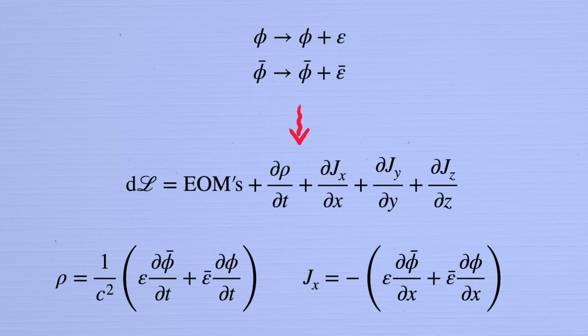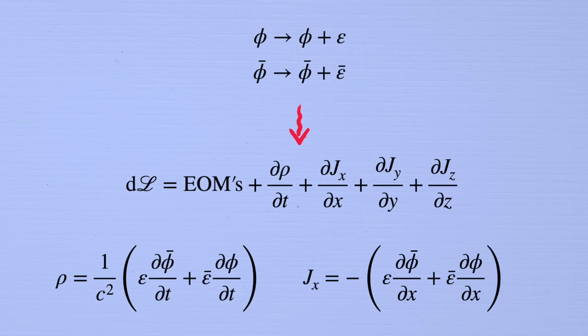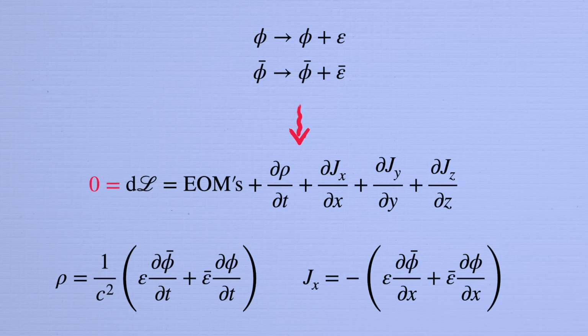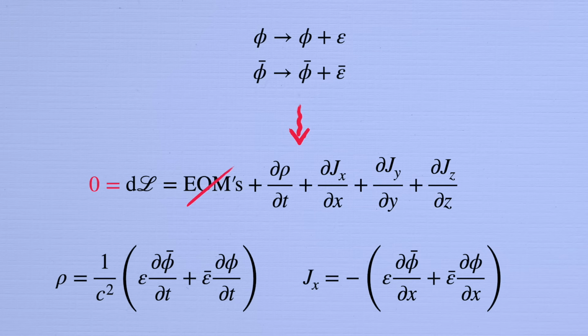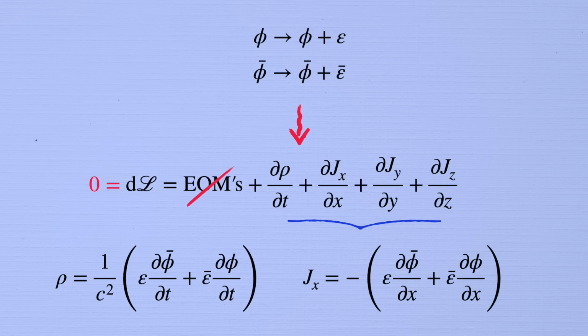And don't worry, these aren't supposed to look especially intuitive at this point. But Noether's theorem is now staring us in the face. This formula for dL holds for any transformation. But if we now choose a specific symmetry transformation for which dL equals 0, then when the Klein-Gordon equations are satisfied, we learn that the corresponding rho and j define a conserved charge and current.